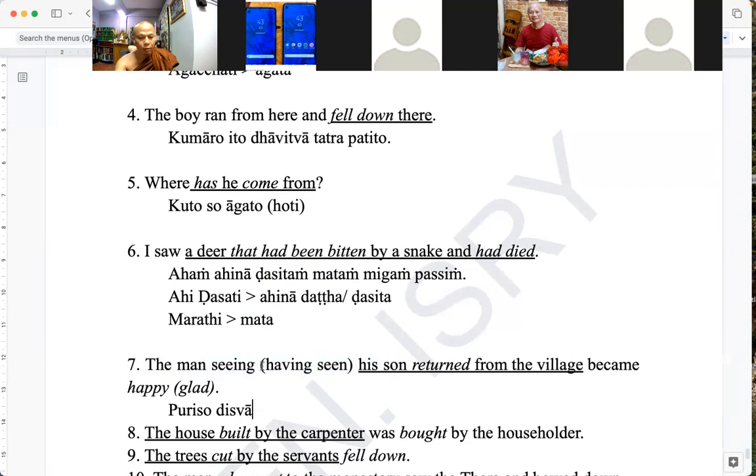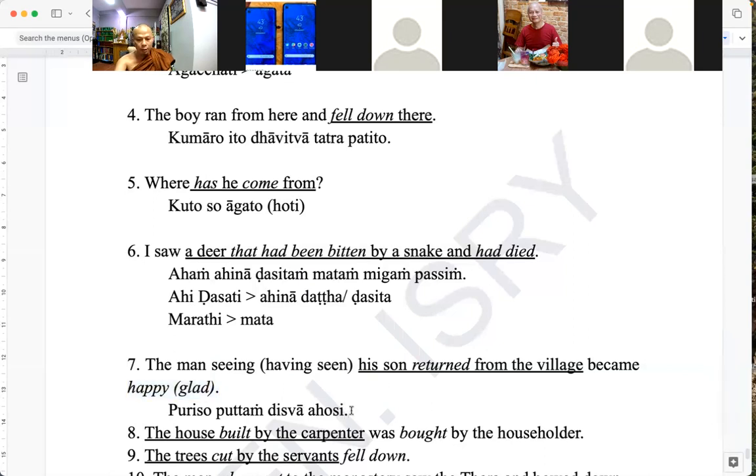disvā, having seen. Having seen what? His son. Okay, "his," we have not learned yet, so we will skip that. Son means putta, but it is the object of the seeing, so it is with the accusative case. In English, the object is after the verb, seen, but in Pali it is before the verb. So puttaṃ. So puriso puttaṃ disvā, and became, just "ahosi," past tense, ahosi. But became what? Became happy or glad.